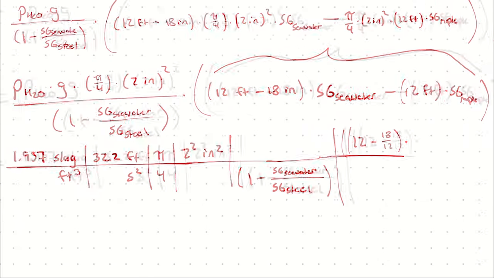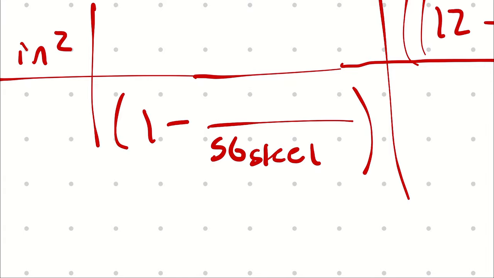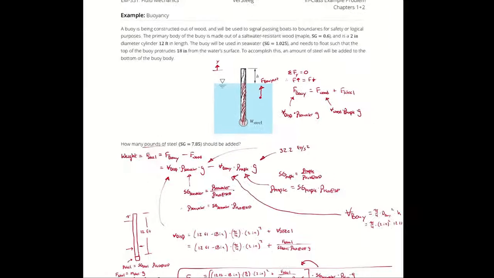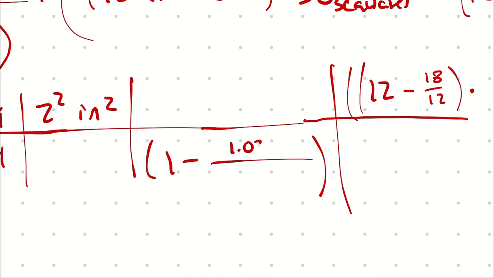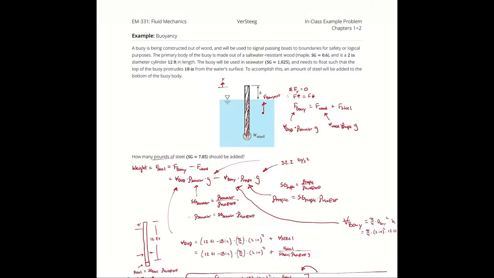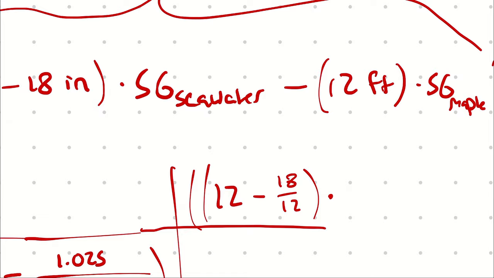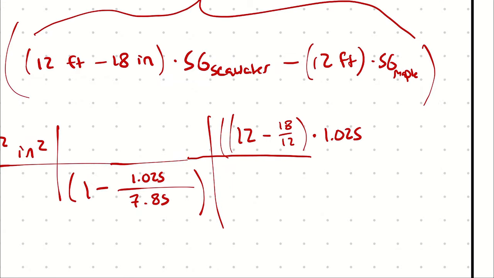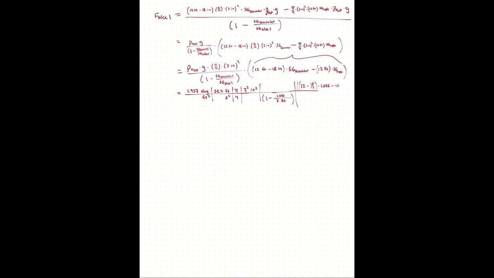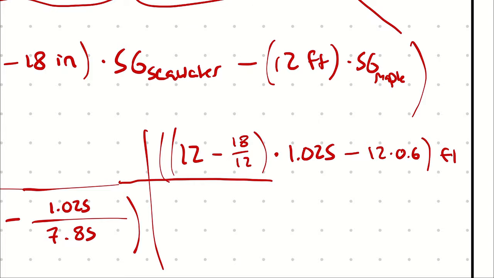Times specific gravity of seawater. Hey, I'm plugging in numbers. Why didn't I plug in numbers down here? Specific gravity of seawater was 1.025. And then specific gravity of steel was 7.85. And then back over here, multiplying by the specific gravity of seawater, that's 1.025. And then we are subtracting 12 times the specific gravity of maple, which was 0.6. And that entire quantity is in feet.